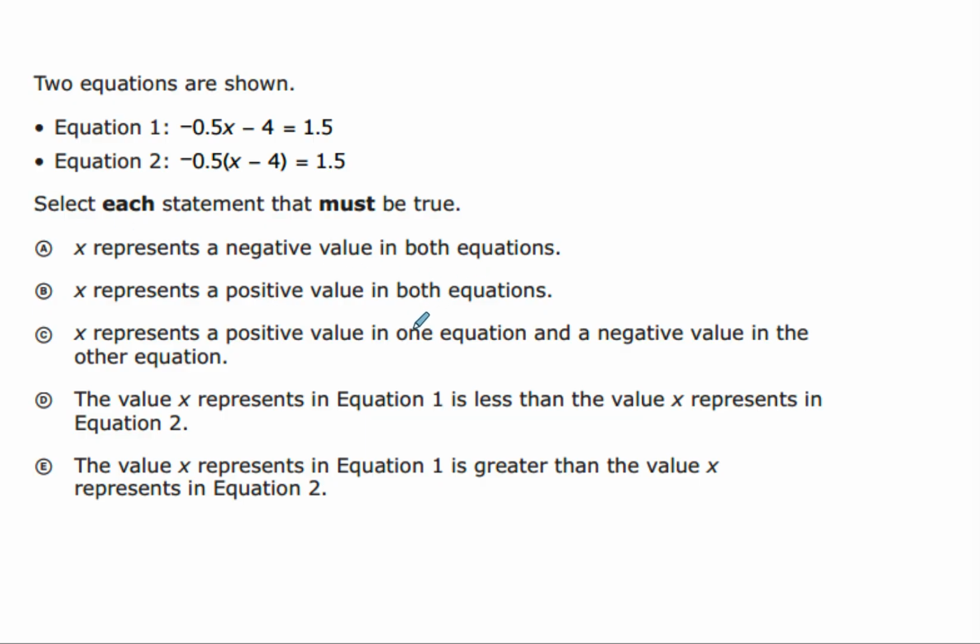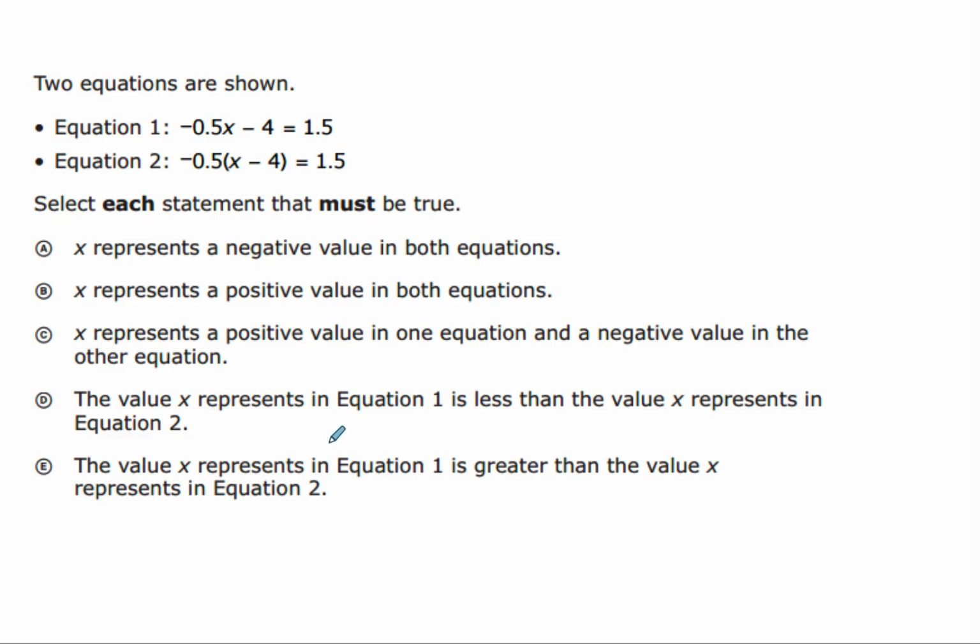All right, let's take a look at our next one. Two equations are shown. Equation 1: negative 5x minus 4 equals 1.5. Equation 2: negative half times the quantity x minus 4 equals 1.5. Select each statement that must be true. X represents a negative value in both equations. X represents a positive value in both equations. X represents a positive value in one equation and a negative value in the other equation. The value x represents in equation 1 is less than the value x represents in equation 2. The value x represents in equation 1 is greater than the value x represents in equation 2.